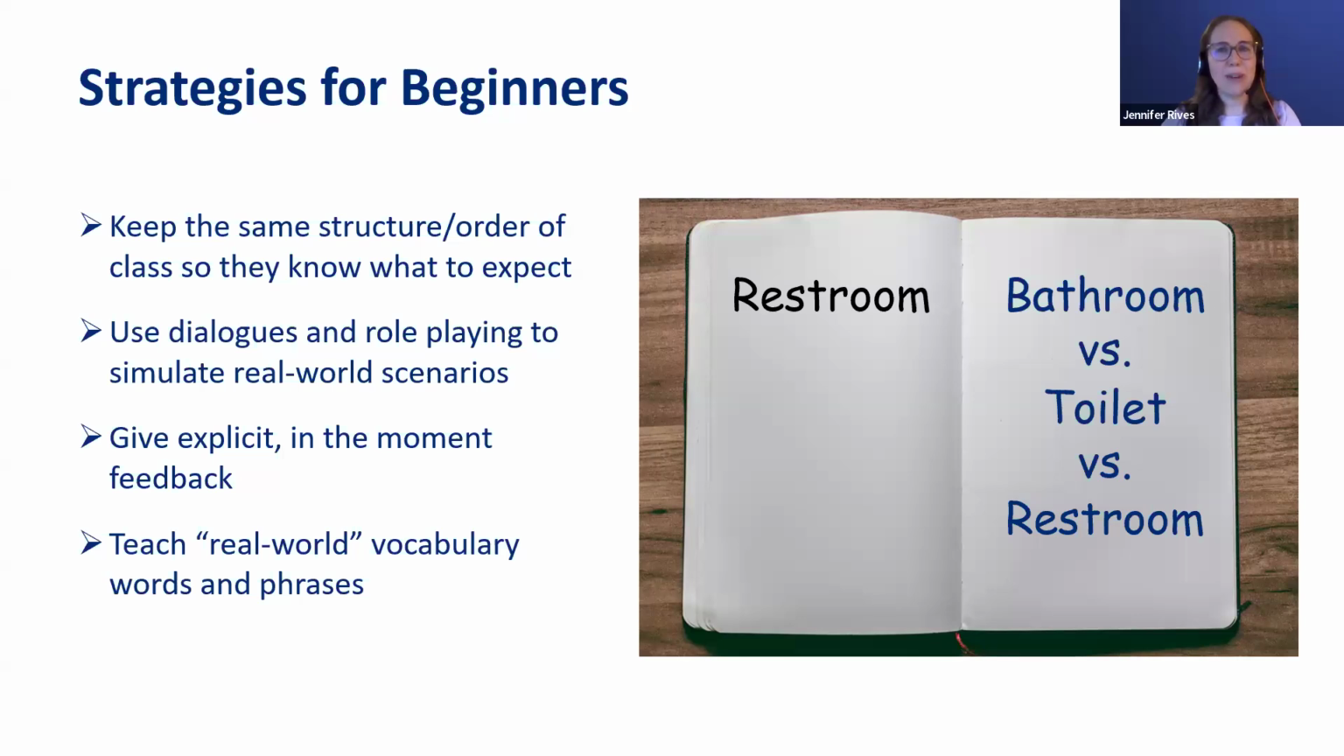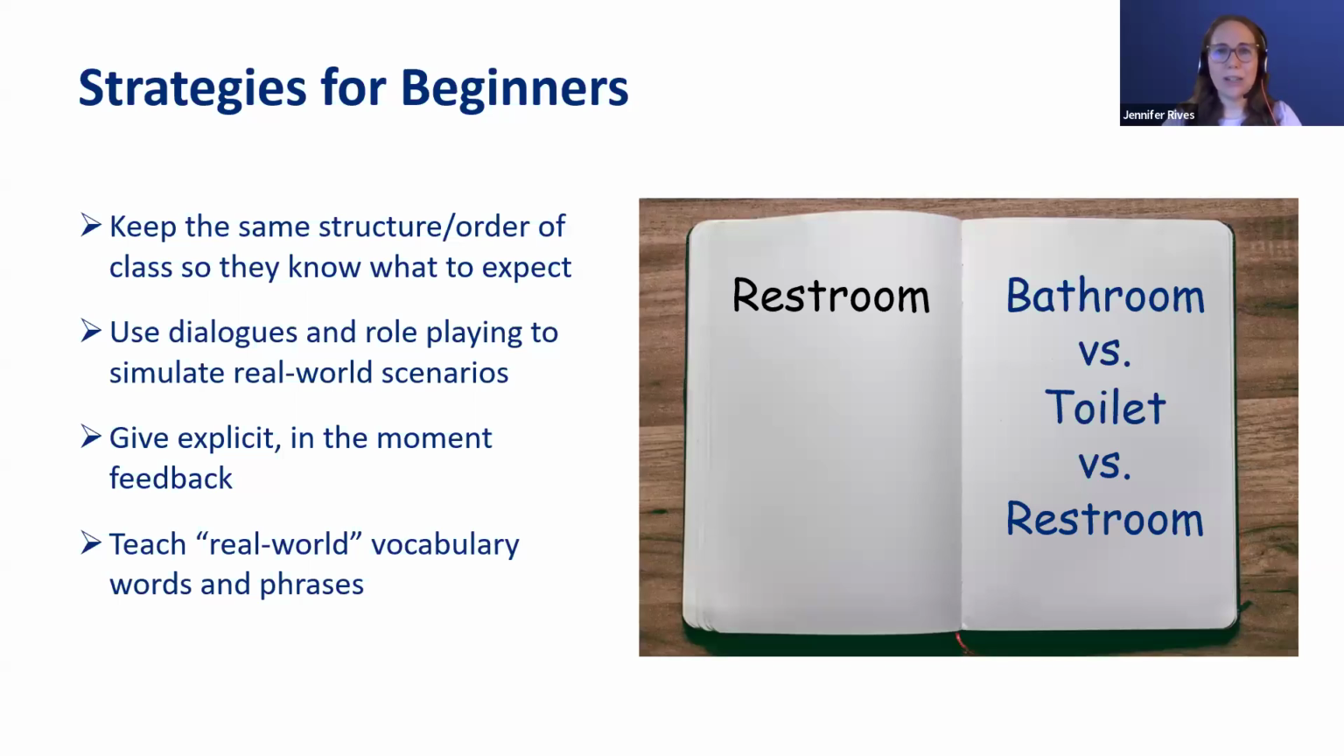So, this is an example of how you can teach real world language for beginners. And this is actually something I used to do myself with my beginners. So, let's say the textbook teaches the phrase, "Where is the restroom?" Very common phrase for beginners to learn. So, restroom is one of those words that can be replaced by any of the other words on the right side of the page, depending on the context, with slight variations in meaning.